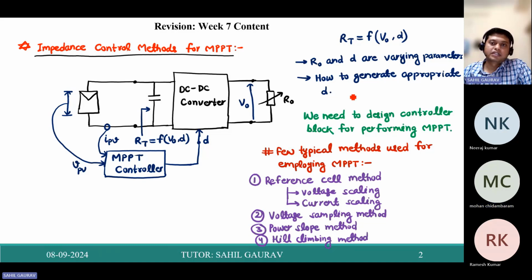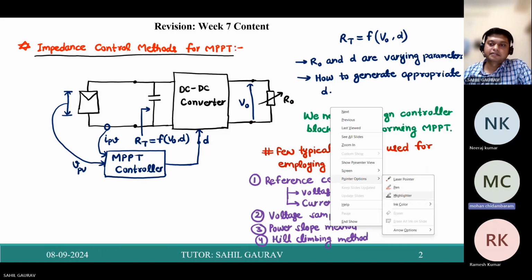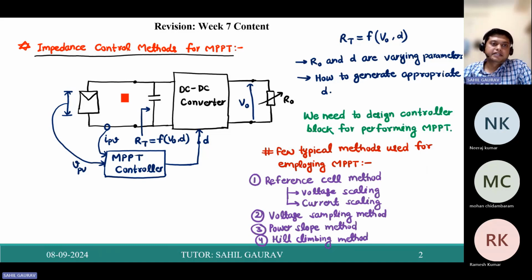Now the question is how to generate the appropriate duty ratio such that we can implement the MPPT. So we need to design a controller block for performing this maximum power point tracking algorithm. This is the typical block diagram for implementing MPPT through a DC-DC converter for a DC load. Here we have the PV panel and we are sensing the current and voltage. With the help of this MPPT controller, we generate the duty ratio that decides the input impedance of the DC-DC converter such that the load line crosses the maximum power point of the IV curve.